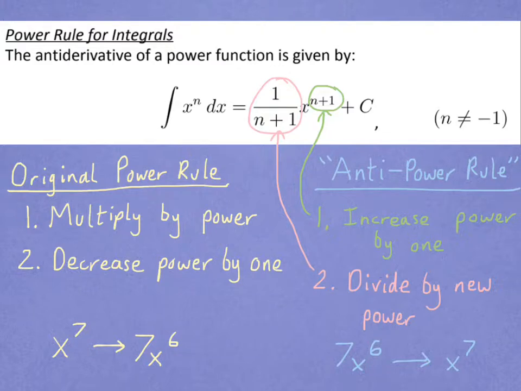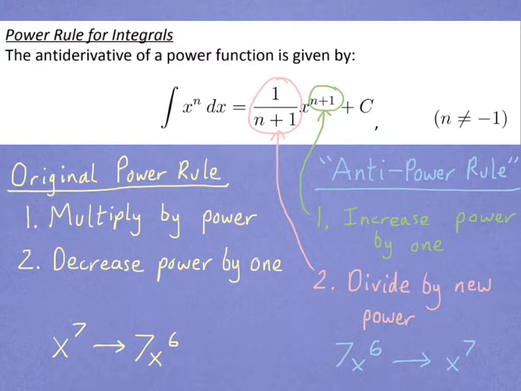And I'll need to, because what was originally multiplied is the original power, I need to divide by the new power after I've already increased it by 1. Okay, there is a plus C there. Don't worry about what that is. Chances are where we're at, we haven't gotten to talking about indefinite integrals, so we'll talk about that later.